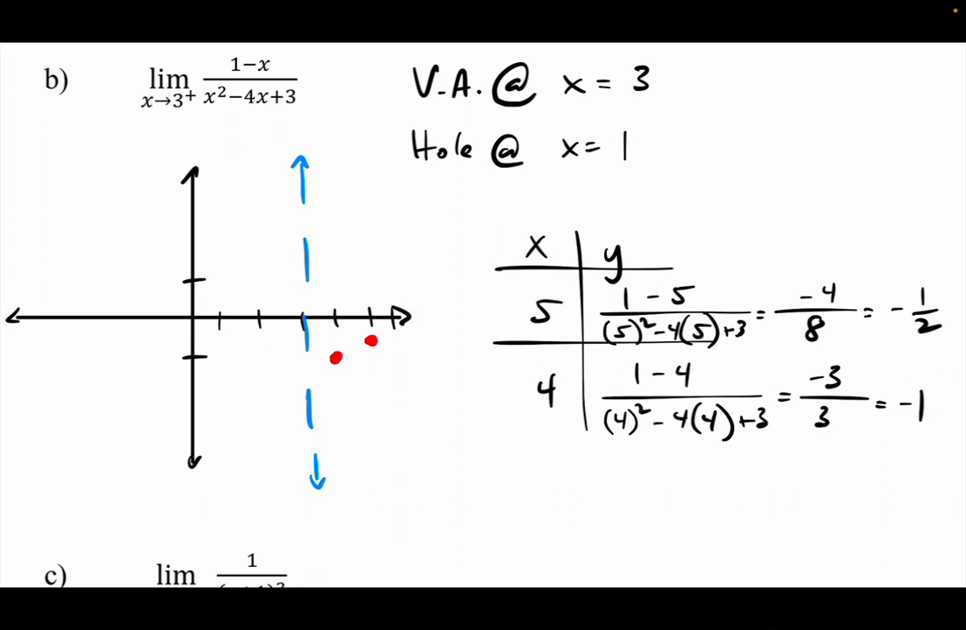So as I'm getting closer to the blue line, am I going down or am I going up? Down. So that means this guy is going to be the same thing as the last one. It's not going to change its mind. It's going to go to negative infinity.